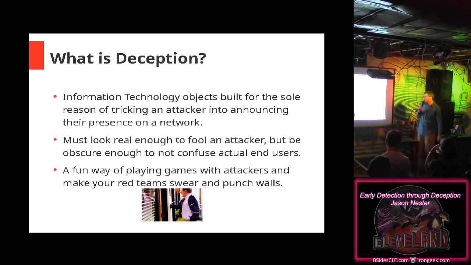All right. So what is deception? Again, for the purpose of this talk, I'm just talking about objects on your network or on your DMZ that are real enough looking that an attacker will try to play with them, but fake enough that they don't actually do anything on your network, and have some sort of alerting built around them so that you know when someone touches them, there's a very high likelihood that there's something amiss on your network. Must look real enough to fool an attacker, obviously, but you really need to make sure it's obscure enough to not confuse your actual end users.